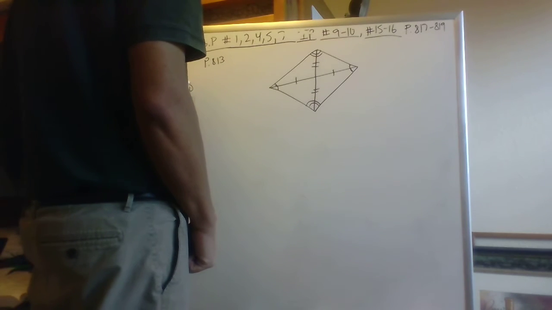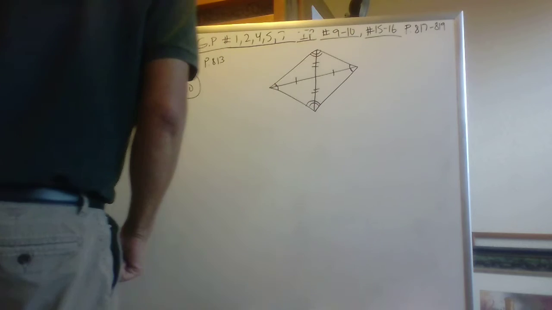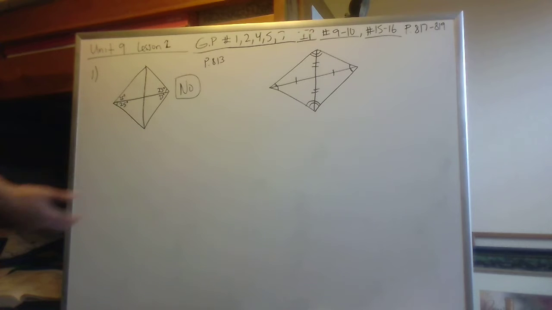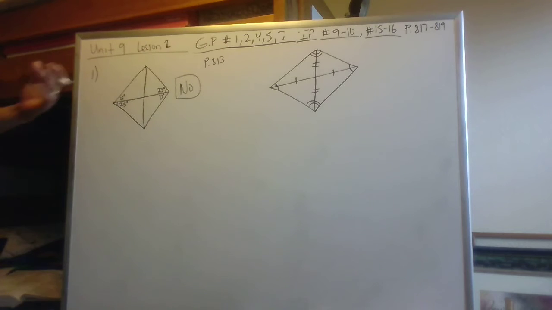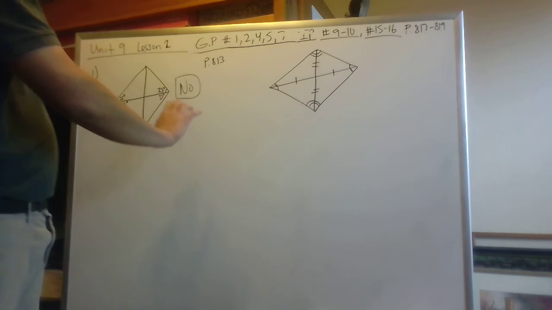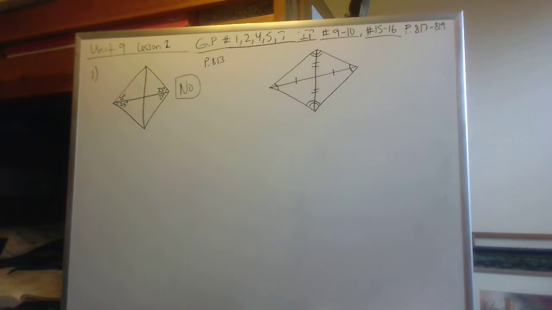So the question asks us if this is a parallelogram based on the properties. And this quadrilateral is not a parallelogram because it doesn't satisfy any of the tests that we learned in the last lesson to determine if it is a parallelogram. Because these opposite angles are not congruent, just like in this diagram that I had, it is not a parallelogram.